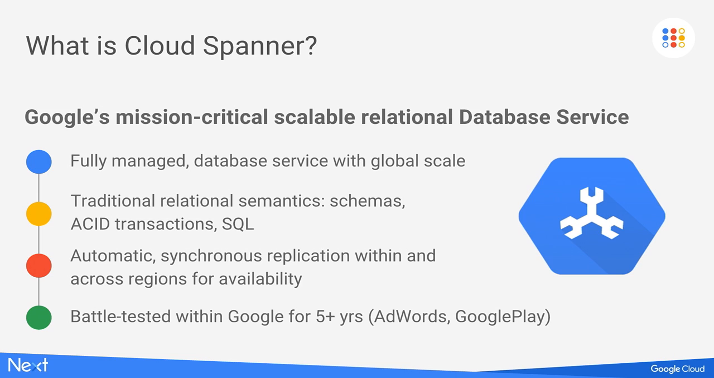Cloud Spanner is a fully managed database service with global scale and traditional relational semantics, so you get schemas, ACID transactions, SQL. We do automatic synchronous replication within and across regions, and it's been battle tested inside of Google. In the 101 session, I went through how our last manually restarted MySQL setup took several years and led us to build Cloud Spanner, which has been in production at Google behind most of our mission-critical applications for the last 9+ years.